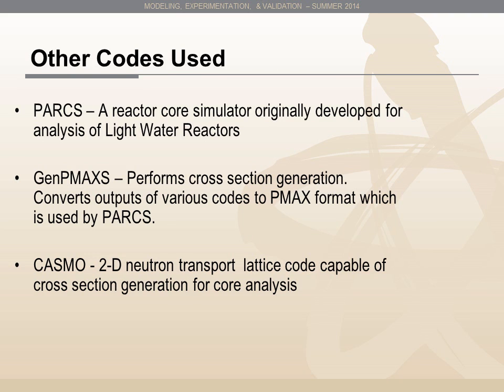Some of the other codes I worked with include PARCS, MPACT, and CASMO. PARCS is a reactor core simulator that is used throughout the world and originally developed for analysis of light water reactors. MPACT performs cross-section generation. Cross-sections are essentially the probability of a nuclide undergoing a certain reaction. CASMO is a neutron transport code and is also capable of cross-section generation.